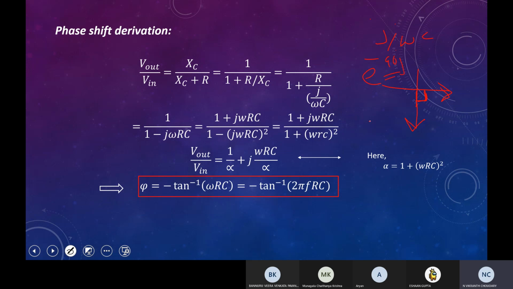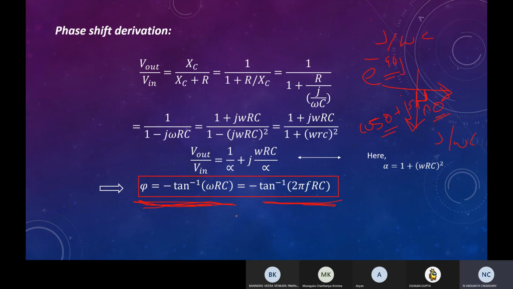So if you substitute this, you will still get cos theta plus j sin theta. So here the angle is 90 degrees, so theta is equal to 90 degrees. So cos theta would be 0 and j sin theta would be j. So it is j upon omega C. And upon simplifying this, you will finally get phi is equal to minus tan inverse of omega RC. So omega is equal to 2 pi f, so minus tan inverse of 2 pi f RC.